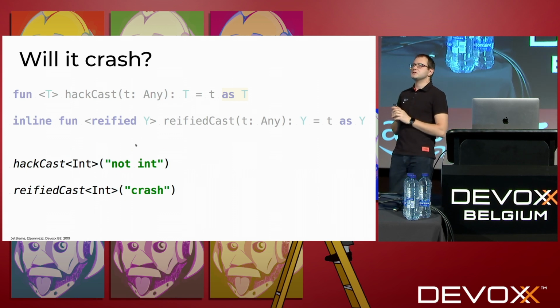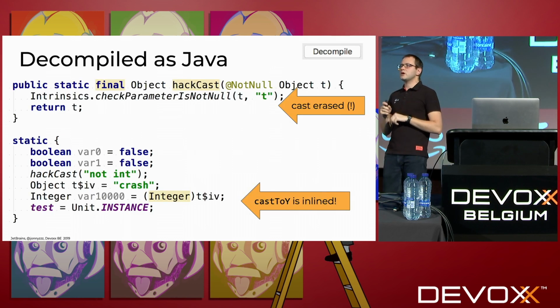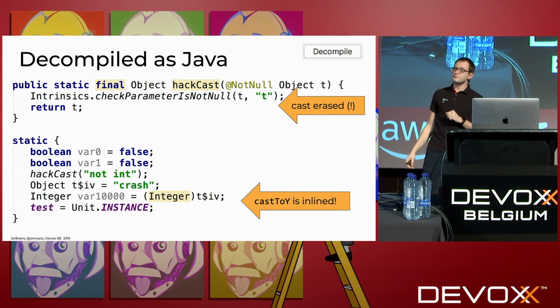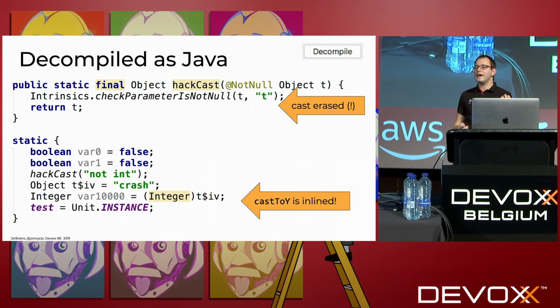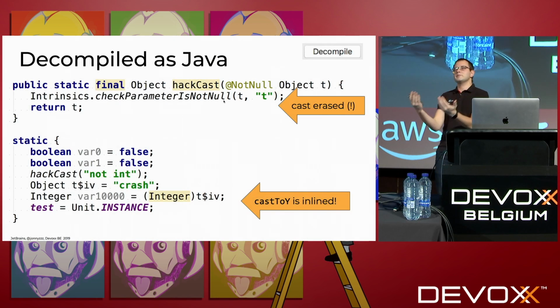I have a test expression. I do the first one with a hackCast, and the second one with a reified cast. And both calls have to fail because I pass a string and expect an integer, right? Guess what? The outcome is really interesting. The first one does not fail. It is fine because once you compile it to bytecode, types are erased, and you no longer have any cast in the hackCast. It takes Object, it returns Object, and does some null check, which is useless for our example. So it all goes through.